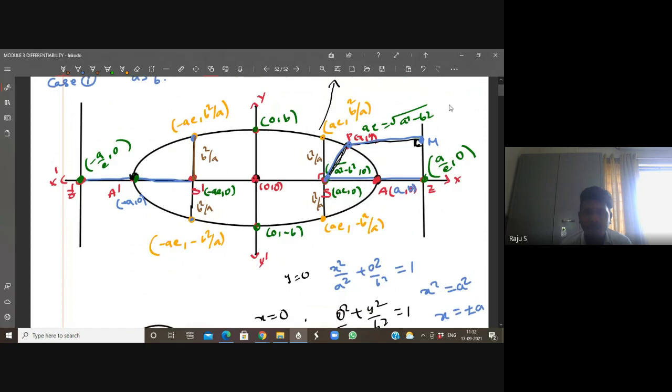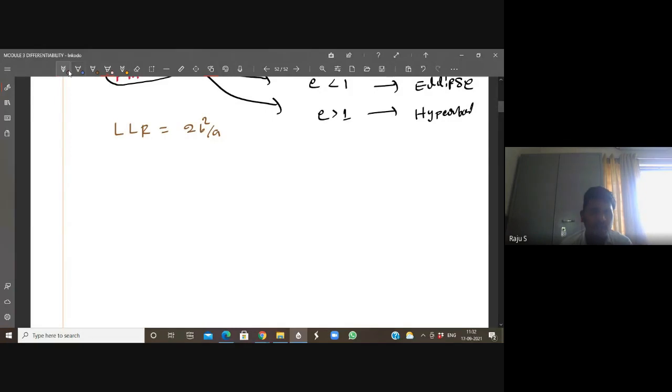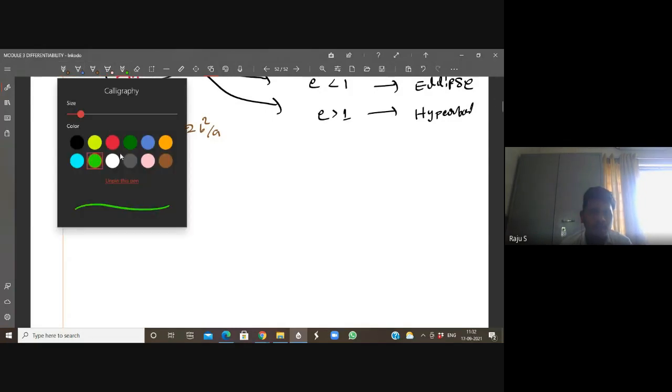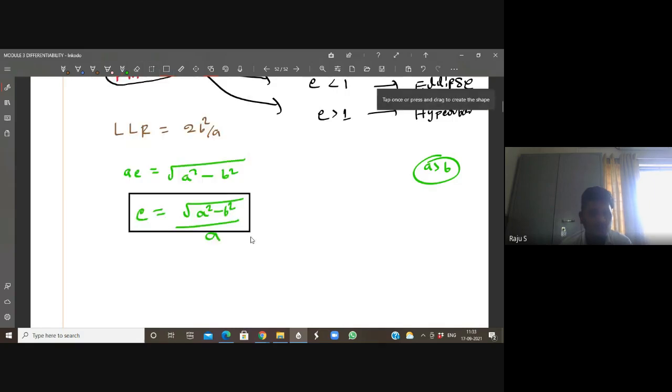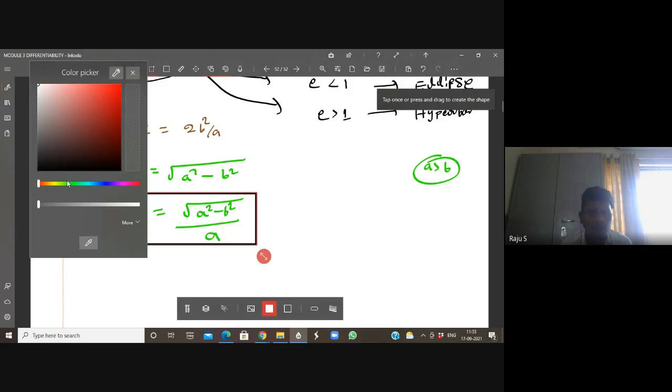AE comma b square by a. I have clearly written here what AE means. What is the AE value? AE is equal to root over a square minus b square. That I am going to write here. This is for the a greater than b case. From this, the eccentricity formula is root over a square minus b square, by a. Got it? You have to remember this formula. Students, everyone must remember this formula.